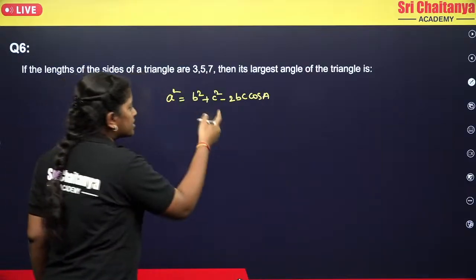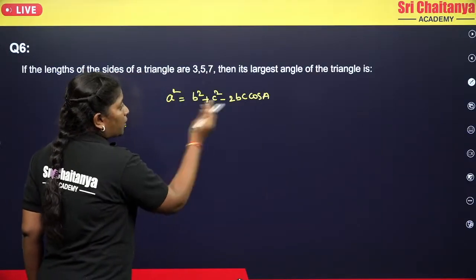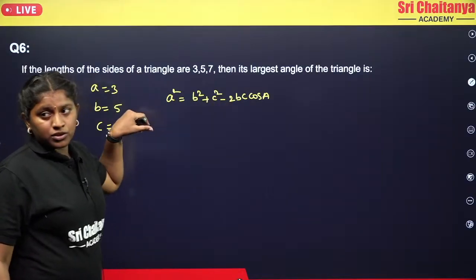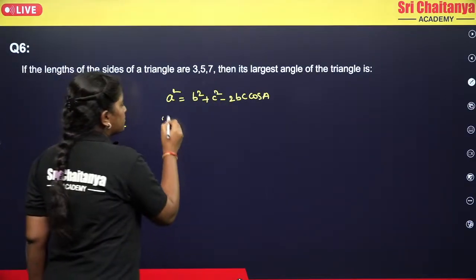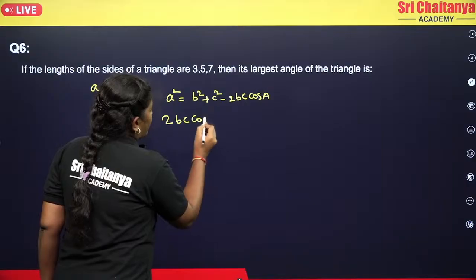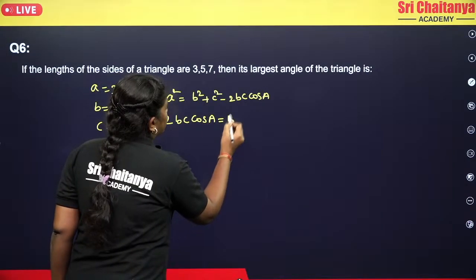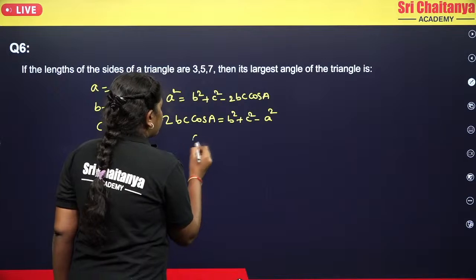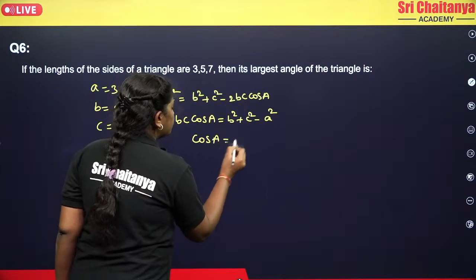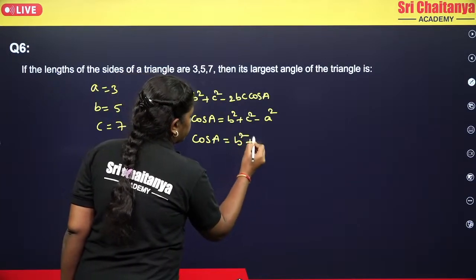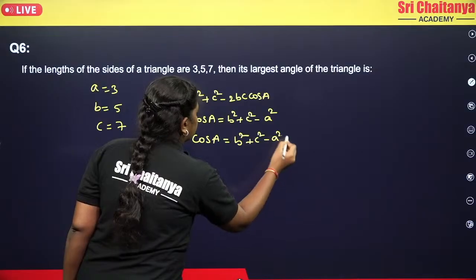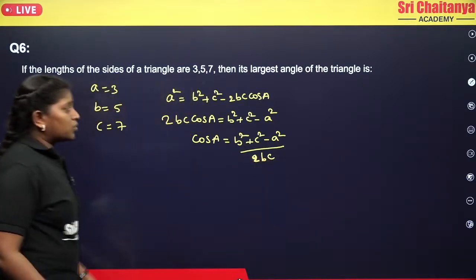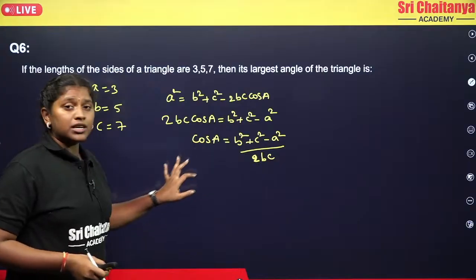Now from this, what will our cos A become? I am just transposing the terms. So minus 2BC cos A will come to this side, right? So that becomes 2BC cos A equals B square plus C square minus A square. And from this, our cos A value will become B square plus C square minus A square by 2BC. Fine. So this is how we will get our required angle.